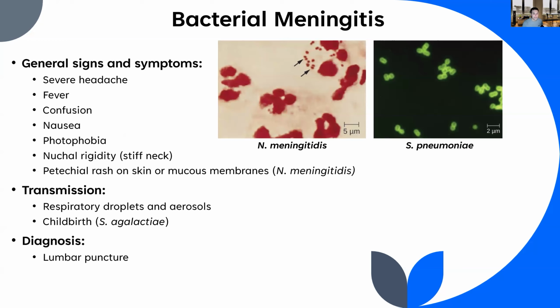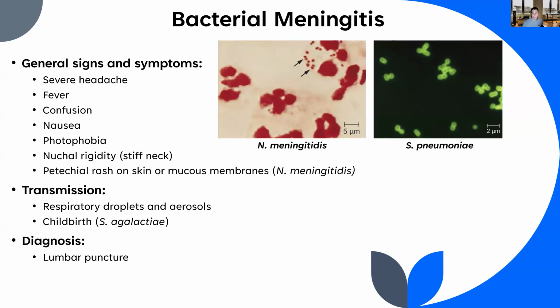For the first three that we mentioned, so Neisseria meningitidis, Streptococcus pneumoniae, and Haemophilus influenzae, these are typically transmitted via respiratory droplets and aerosols. So this is a contagious disease. So it's not something that you're going to want to be exposed to. If you think your patient has meningitis, you should be wearing proper PPE to protect from that transfer to your body. In the case of Streptococcus agalactiae, as I mentioned before, this is usually the result of vertical transfer through childbirth. The way to diagnose this is to do a lumbar puncture, which is also known as a spinal tap.